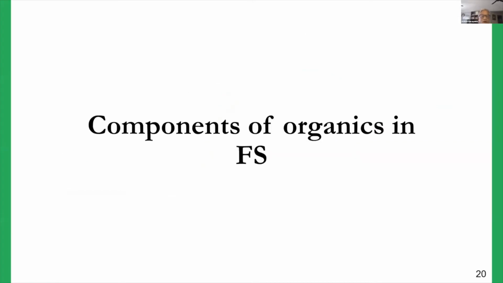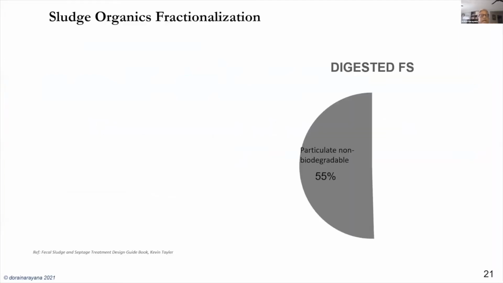Now let's look at the organics itself. So far we talk about BOD as if it's just one number, right? So when we look at the fractionalization of the organics, let's start looking at the components of that. What is it made up of? The different types of biodegradability, for example. So here we have a digested fecal sludge or septage.